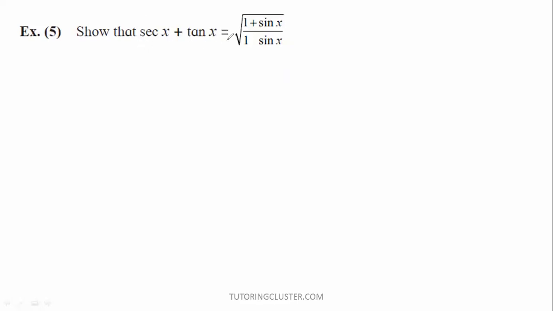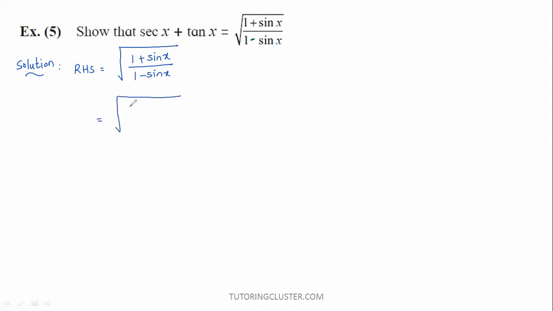Okay, now here we have to prove something. So what is the example? Show that sec x plus tan x is equal to square root of 1 plus sin x upon 1 minus sin x. So basically here we have to prove LHS is equal to RHS. Okay, now what I am going to do, I am taking RHS first. What is the RHS? 1 plus sin x upon 1 minus sin x.